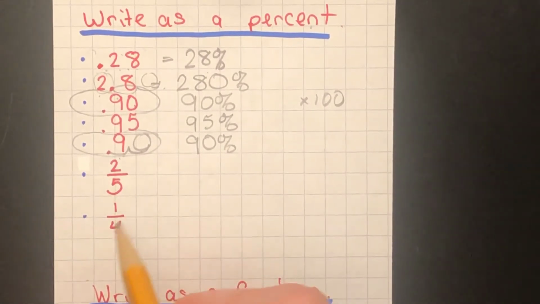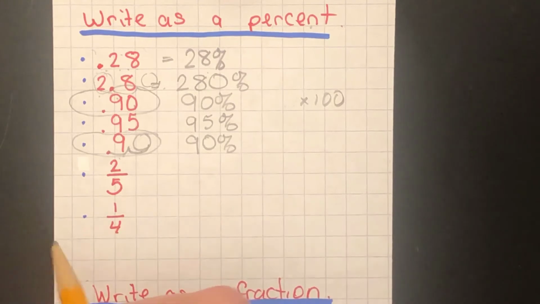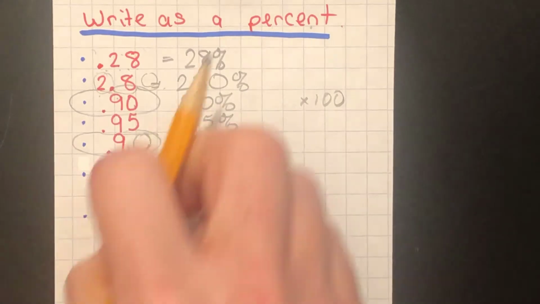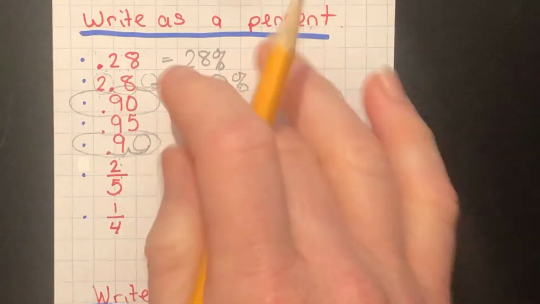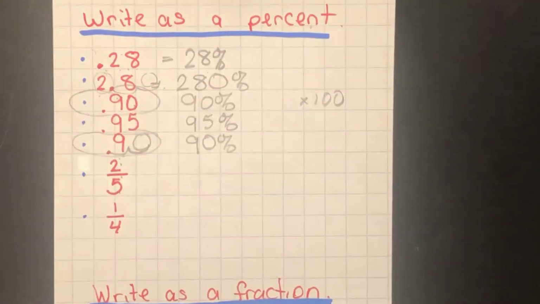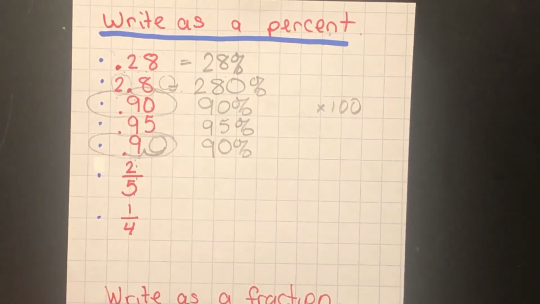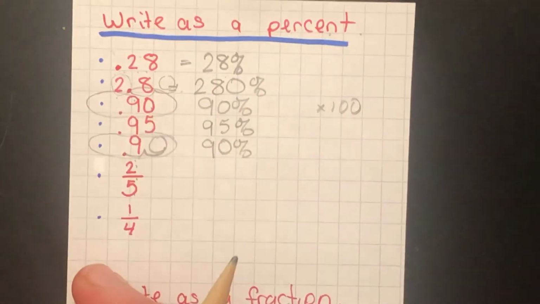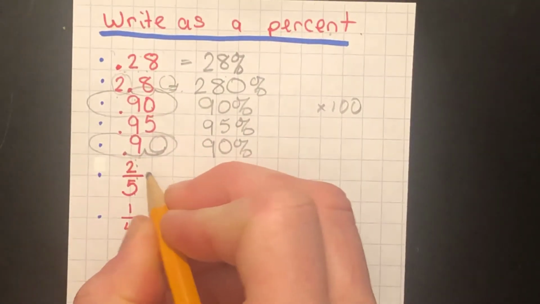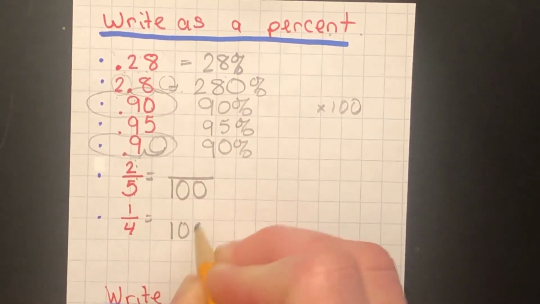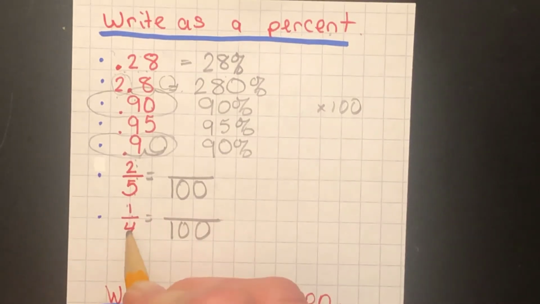Now with fractions, there are 2 ways you can do it. You can use your calculator and put in 2 divided by 5. Or you can, of course, write it out, long division, 2 divided by 5. The other option, which is what we're going to do, is change these to hundredths. Since percent is per 100, if we change these to per 100, then it's easy to go from fraction to percent. So I will do that here. Remember, you can also use a calculator and do 1 divided by 4.